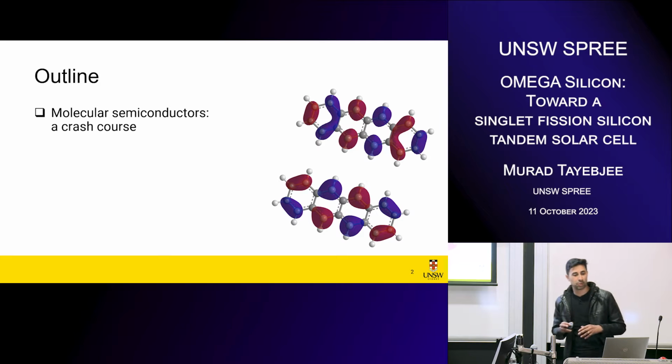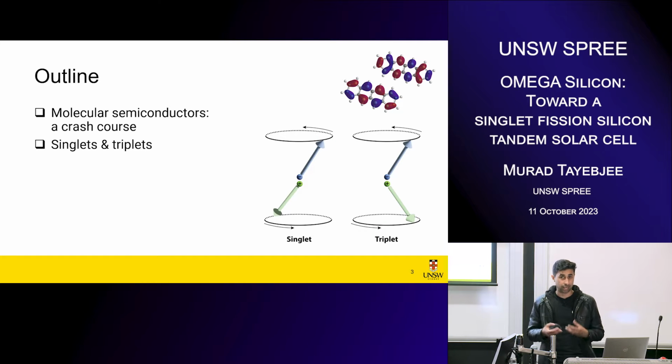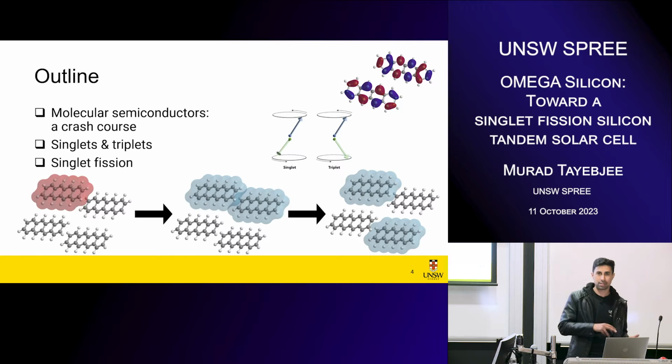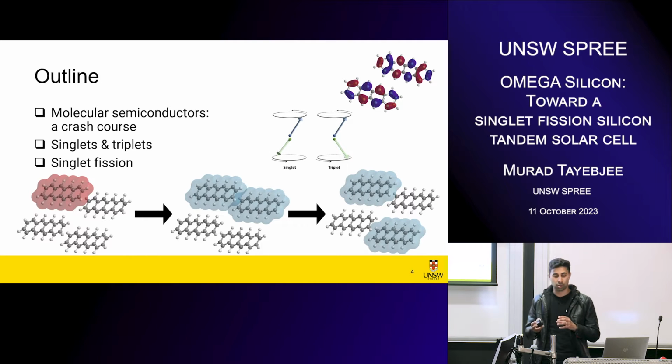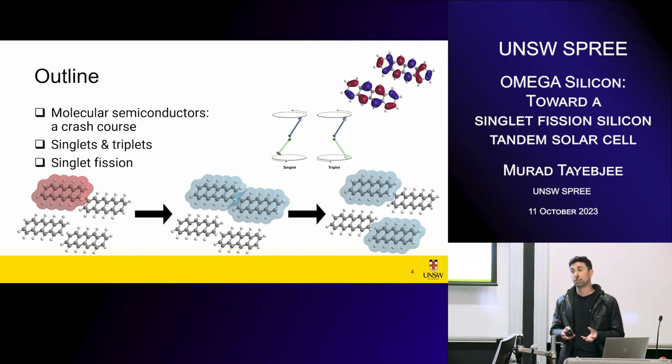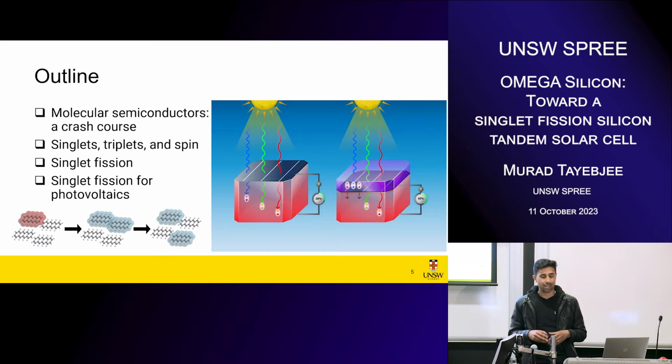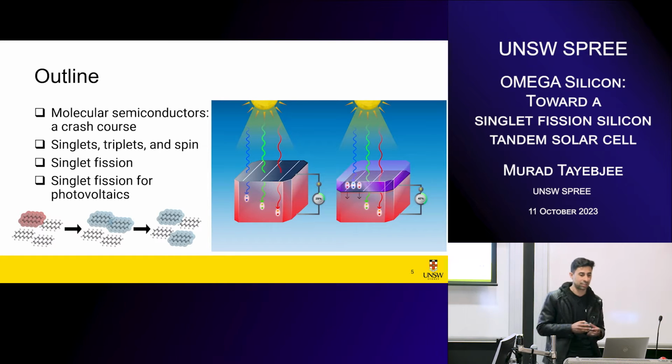And then we'll move into some specific aspects of molecular semiconductors, in particular looking at singlet and triplet excitons, followed by how we can manipulate singlets and triplets in order to drive a process known as singlet fission, which is of course what we've been working on in our group. Finally, how do we take that and then put it onto a photovoltaic device? So that's sort of where I'm going to be taking you today.